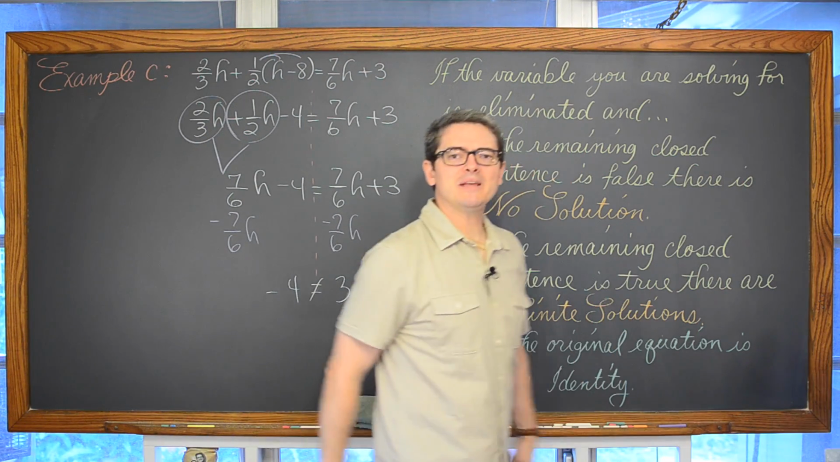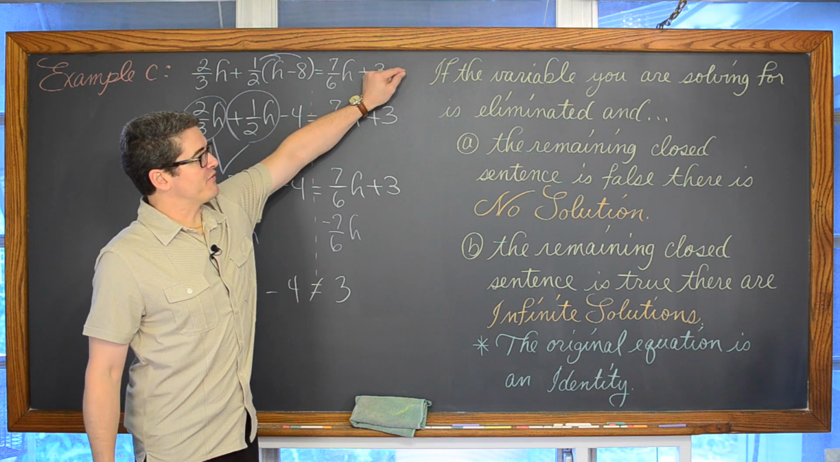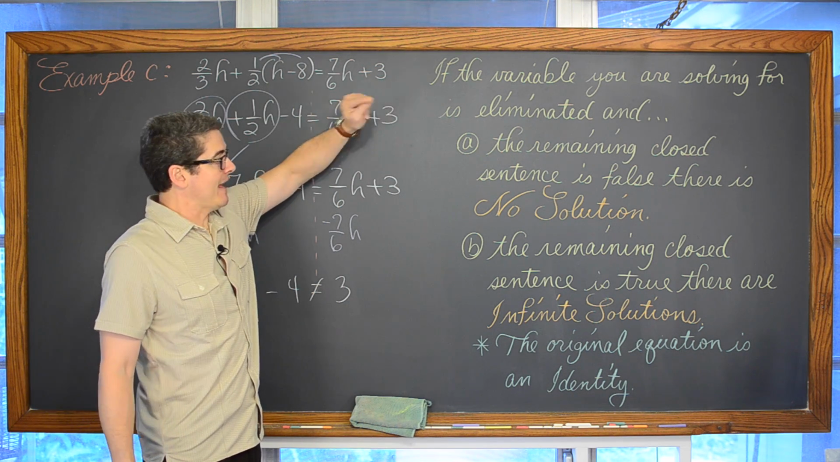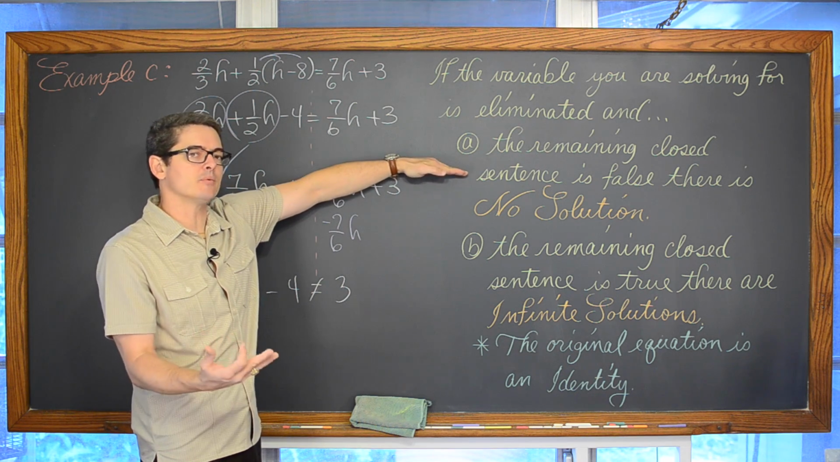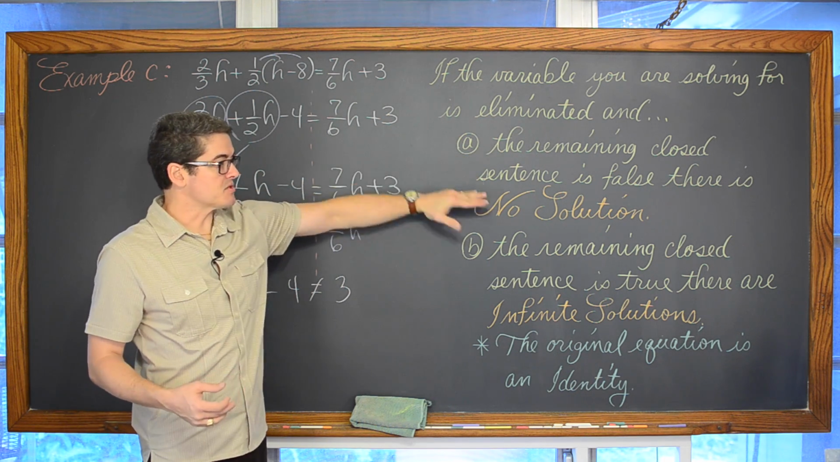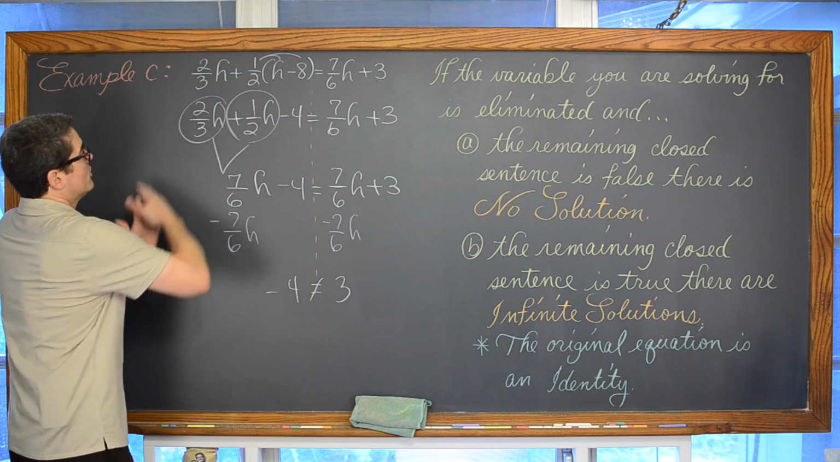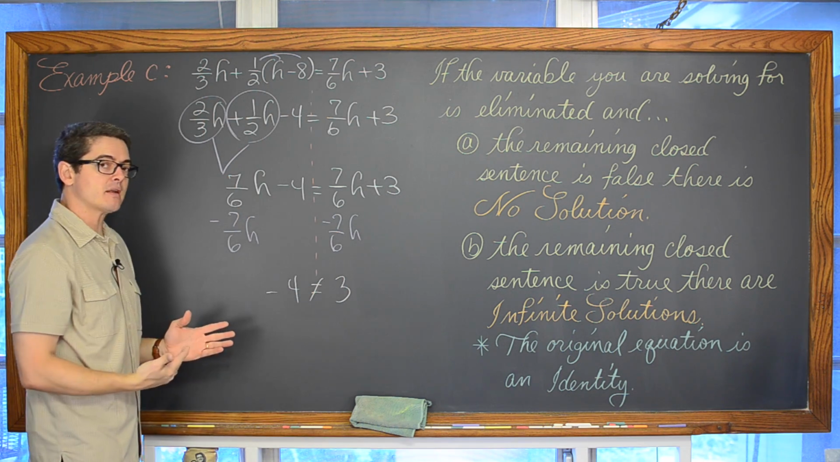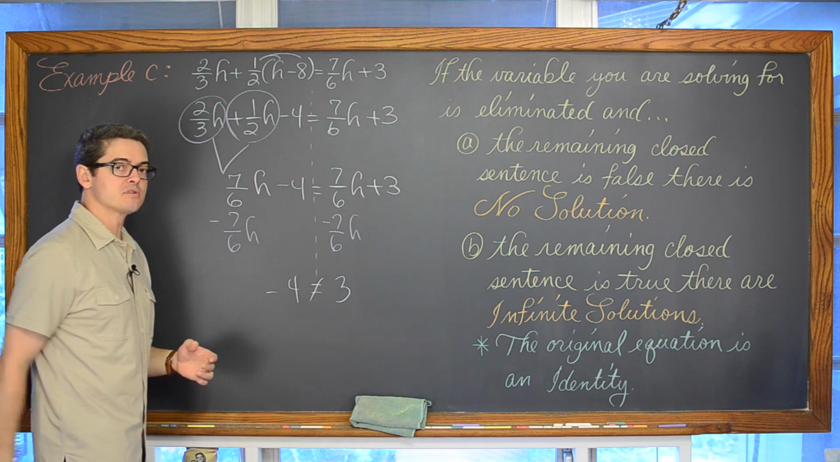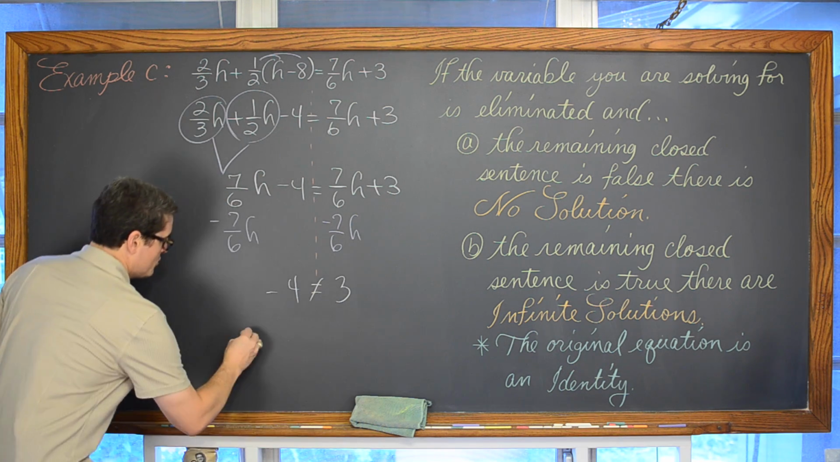Well, I'll tell you what it means. It means that if the variable you're solving for is eliminated and the remaining closed sentence, a sentence that does not have any variables left in it, is false, then there is no solution. So, no matter what I plug in for h, because ultimately h just cancels out of the equation, we're going to get a false statement. This is no solution.